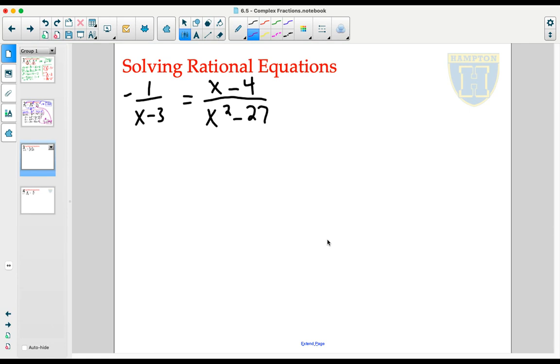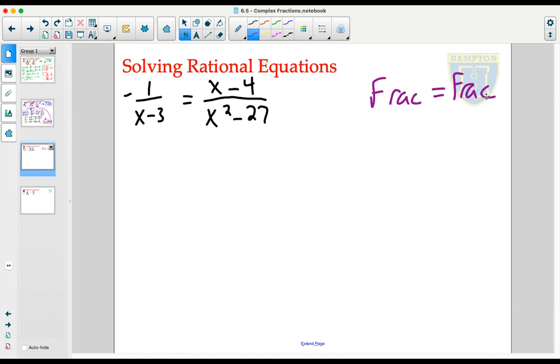Our next strategy for solving rational equations involves pulling out an old ability that we had back when we solved proportions, which is cross multiplication. Cross multiplication as a strategy will be useful in any situation, any time you have a fraction equal to another fraction.